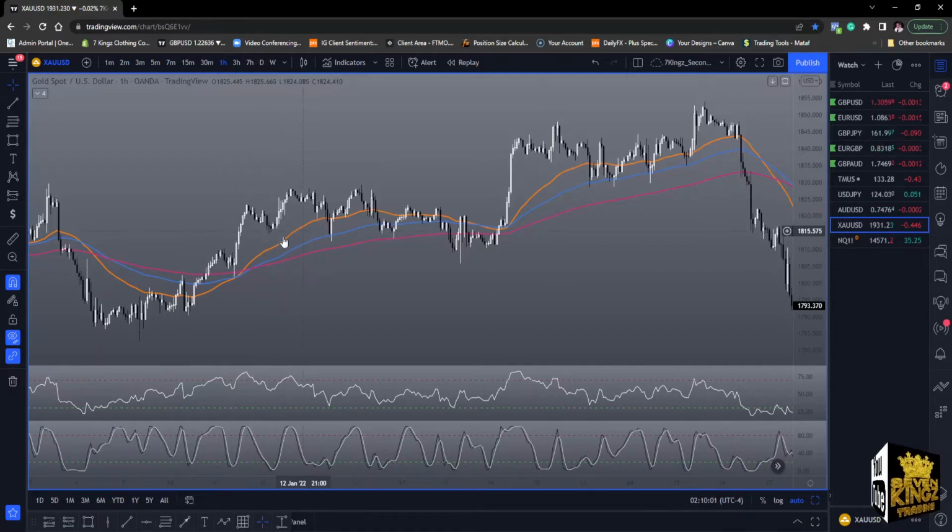The most popular indicator in the trading world is your moving averages. We have three of them here, your 50, your 100, and your 200. The 50 and the 200 are probably the two most popular that you'll see out there. Then down here, what we have is an RSI, and then we have a stochastics.